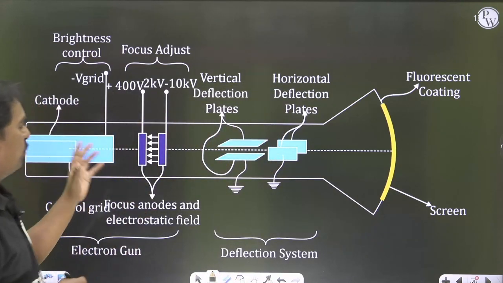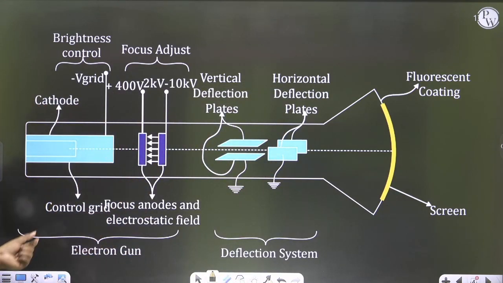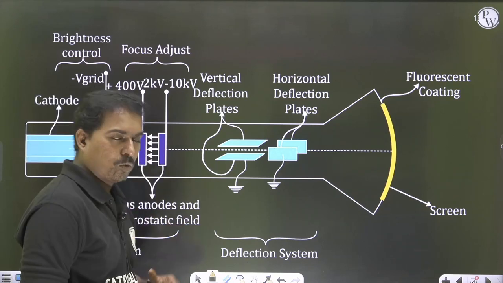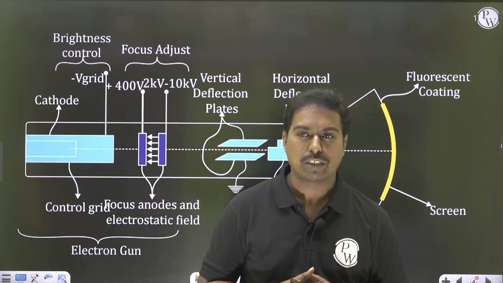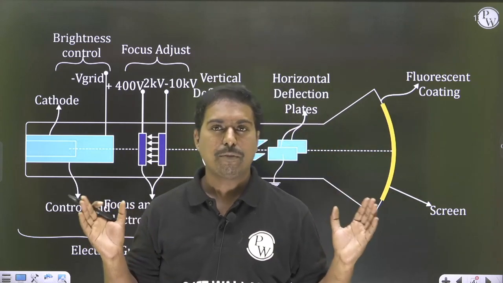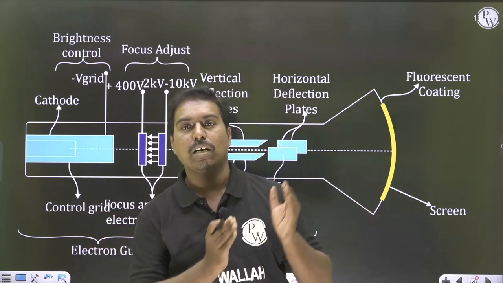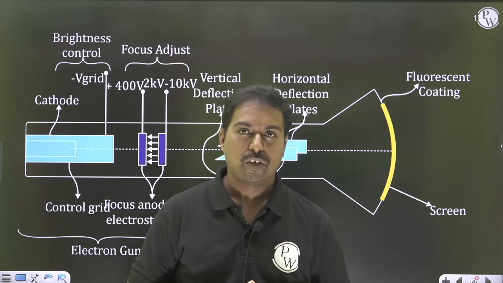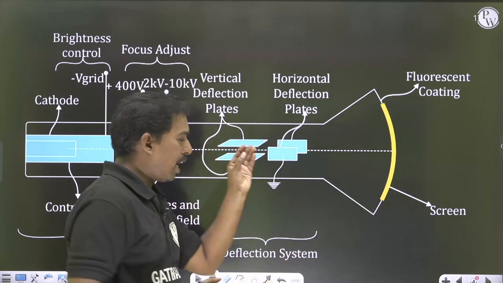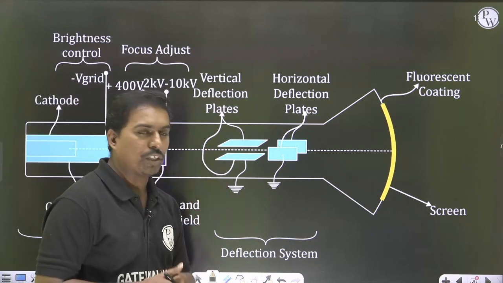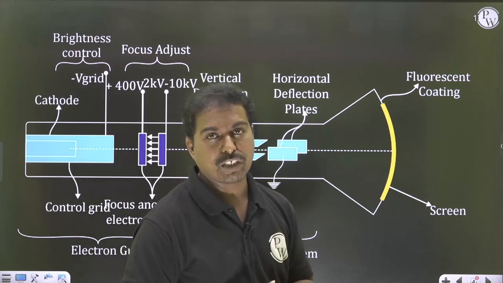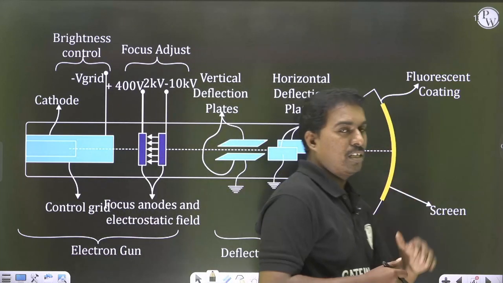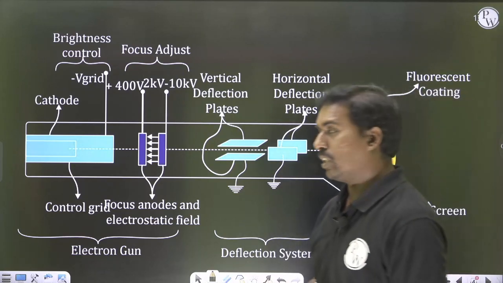In the cathode ray oscilloscope, these are the various blocks present. The first one is the control grid, and the second block is the focusing anodes. We are using the electrostatic deflection concept, in which three types of electrodes are present. One is the pre-accelerating anode, next is the focusing anode, and last is the accelerating anode. By these three anodes, the electron beam is going to travel into the deflection plates. We have two sets of deflection plates: one is a vertical deflection plate, the other is a horizontal deflection plate, and the beam is going to hit the fluorescent screen, on which we see the signal.